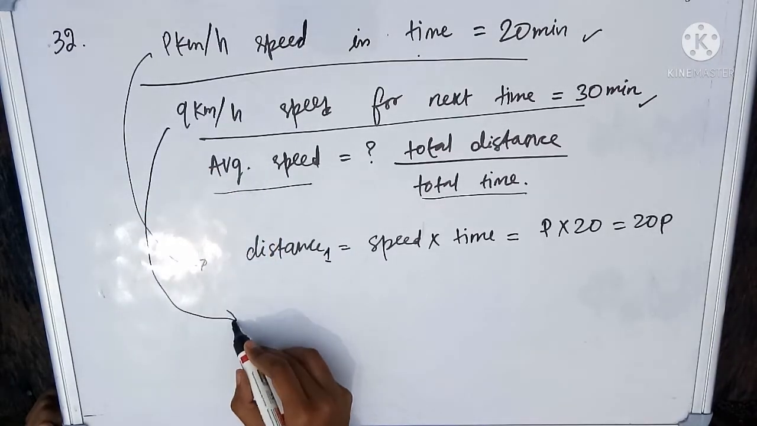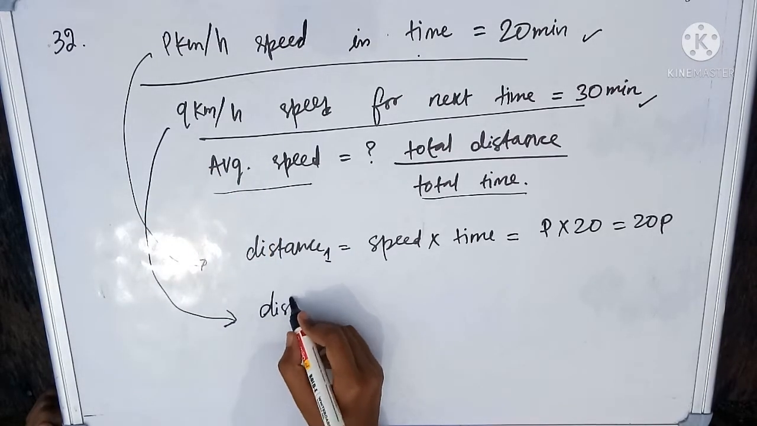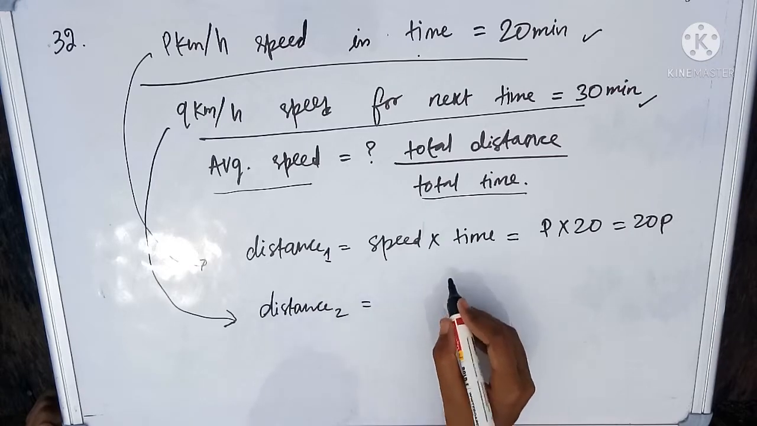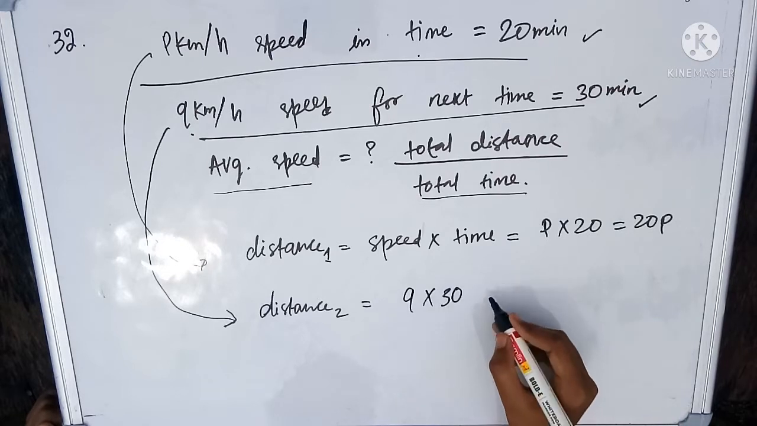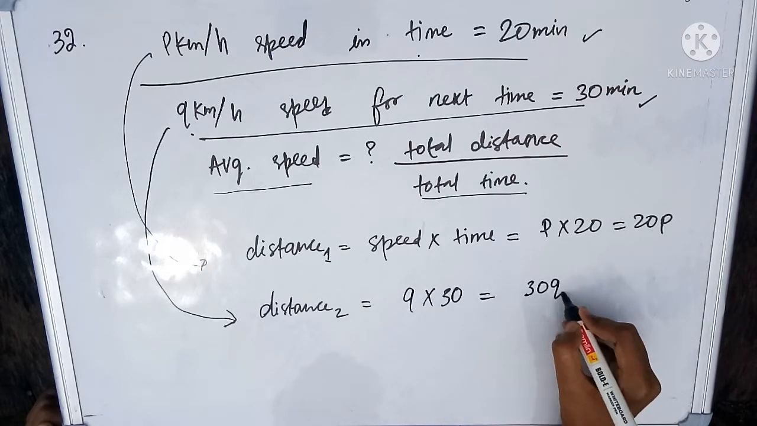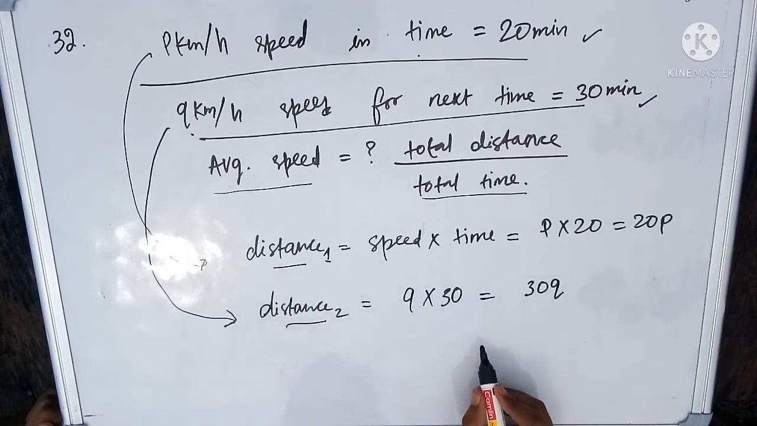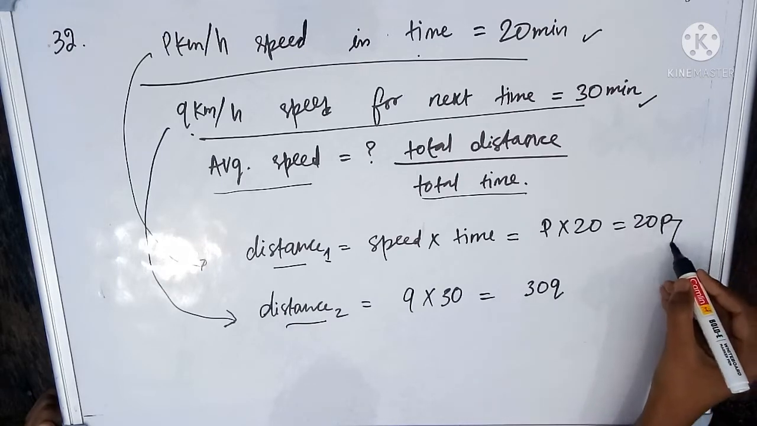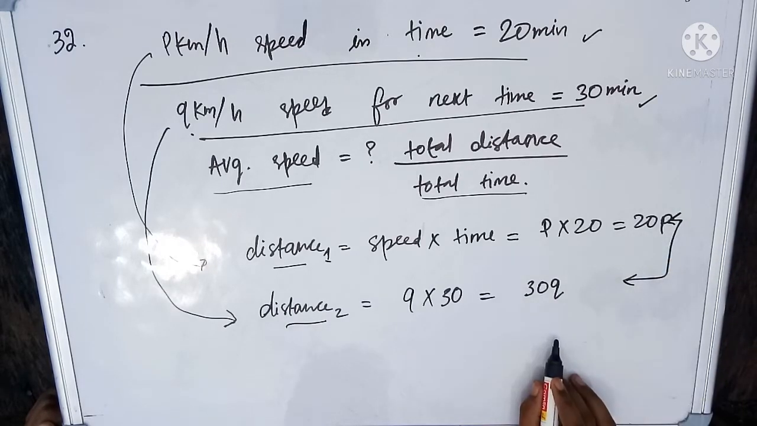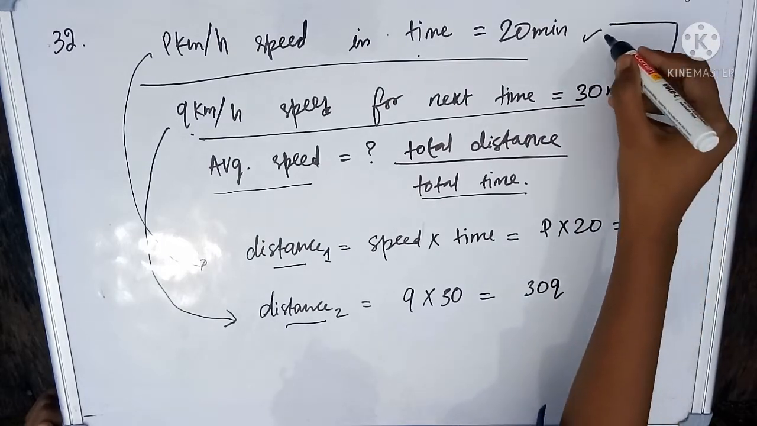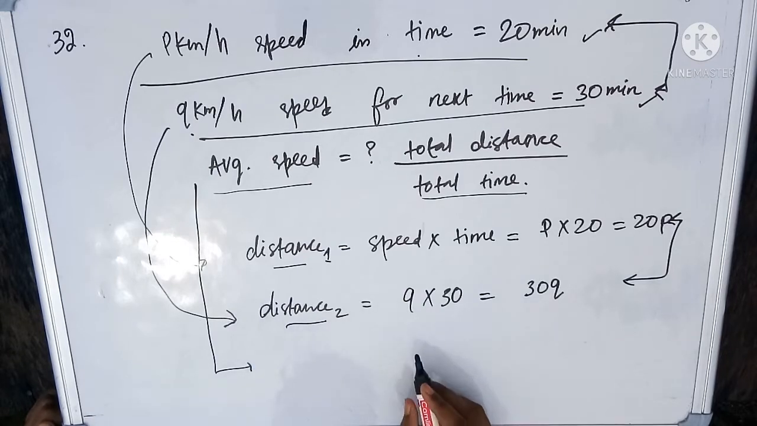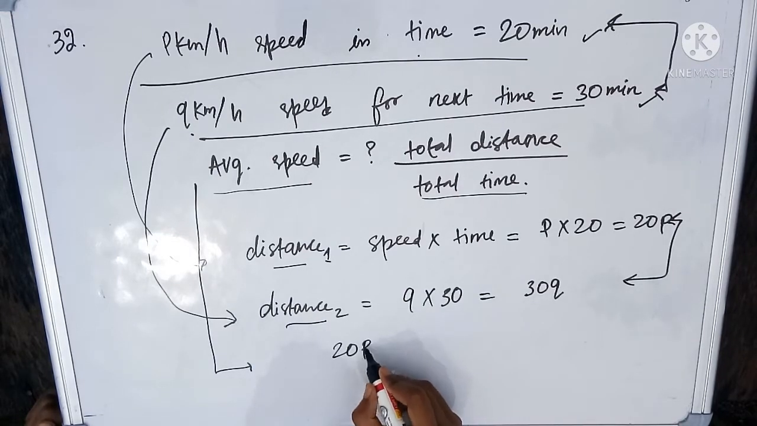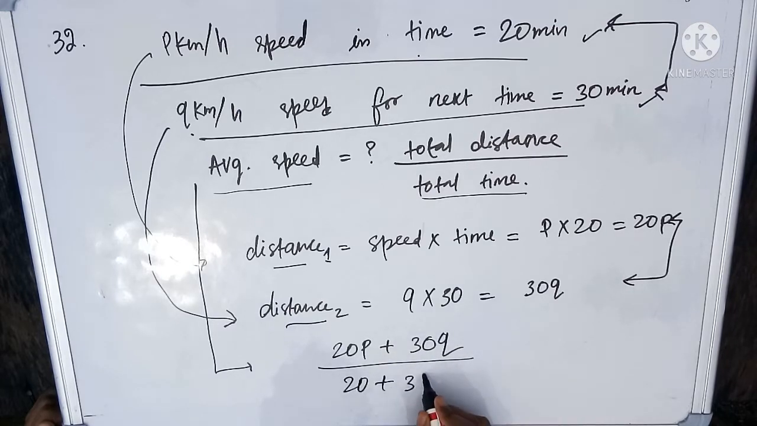Now for the second time, distance 2, that is the second distance, here we have the speed as q kilometers. So q multiplied by time 30 is equals to 30q. So this is the distance 1 and distance 2. So total distance we can calculate by adding these two, and total time we can calculate by adding these two times. And now we have to put this in the formula of average speed, which is total distance, that is 20p plus 30q divided by total time 20 minutes plus 30 minutes.